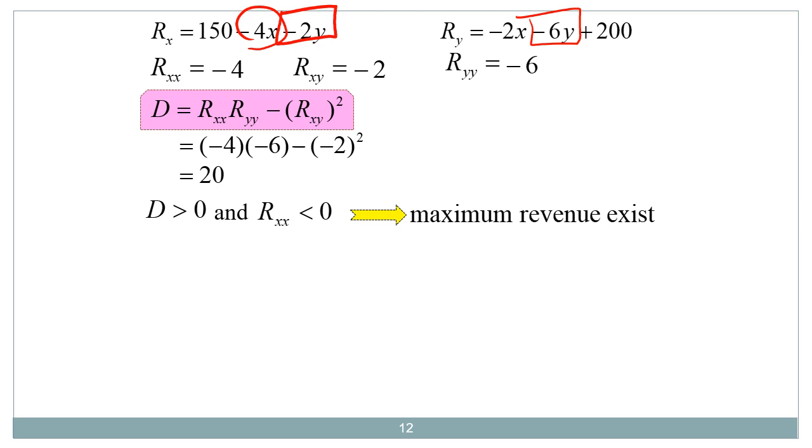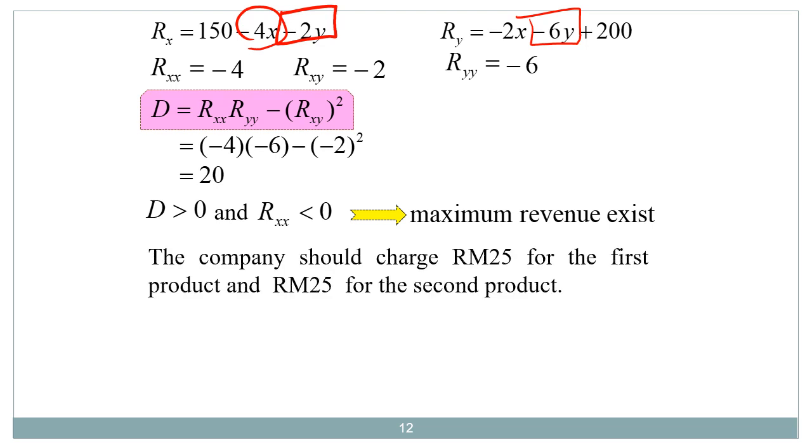Now we have the values of x and y when the maximum revenue exists. So what are x and y? x and y are the prices. So the company should charge RM25 for the first product and RM25 for the second product. This is x, this is y: the price for the first product and the price for the second product.